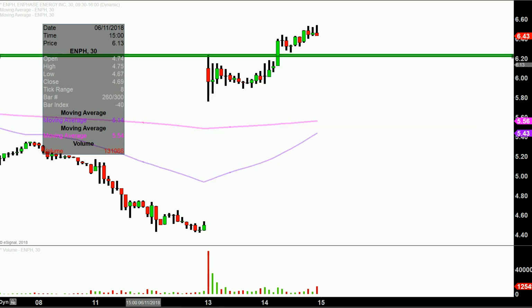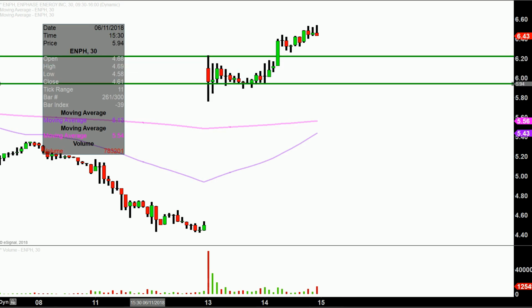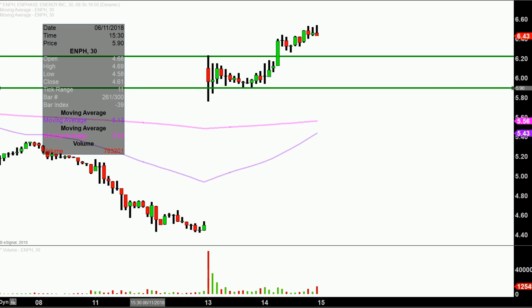of power going forward. Next level of support after that would be the bottom of this former consolidation area, and that sits right there at about $5.90. So near term, $6.25, $5.90, those levels of support.